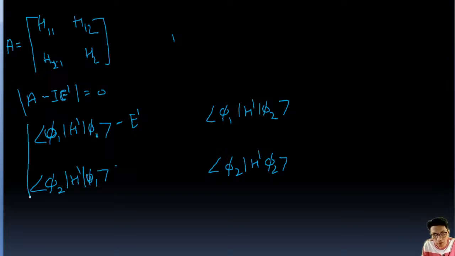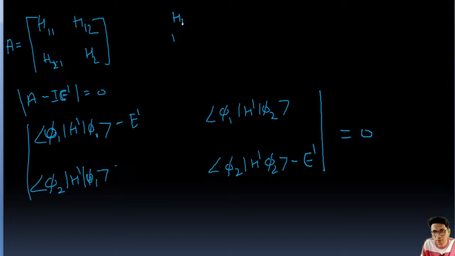Okay, this is going to be 0. We'll put this value here, and here is minus E dash, minus E dash. This value is going to be 0, and we'll solve this matrix and find the value of E dash.